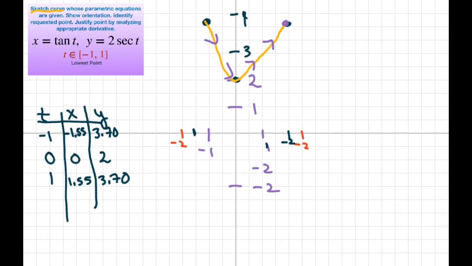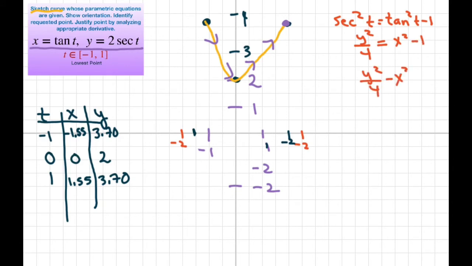All right. You could have also looked at the rectangular equation and noticed that secant squared of t equals tan squared of t plus 1, which would have given you y squared divided by 4 equals x squared plus 1, or y squared divided by 4 minus x squared equals 1. This should have been plus 1. All right, so anyway, it's a hyperbola, but we're only graphing this top part of the hyperbola, and this is the rotation, or the orientation.